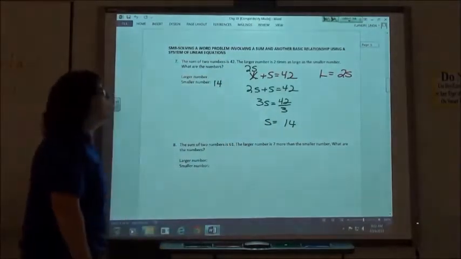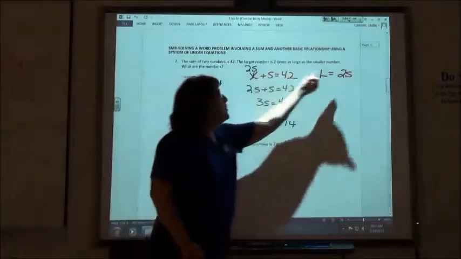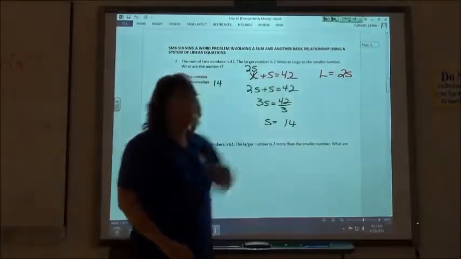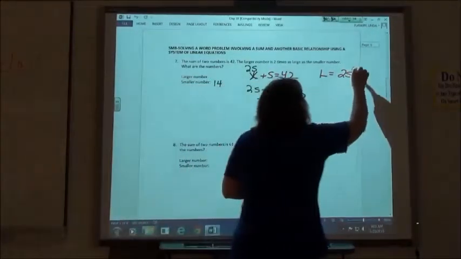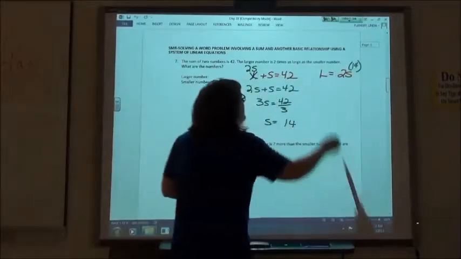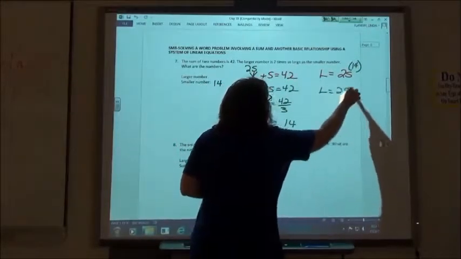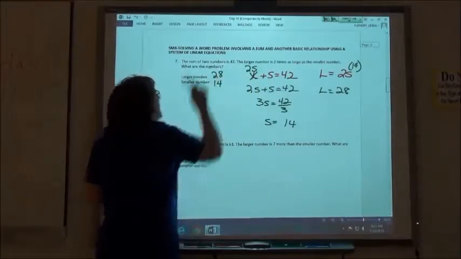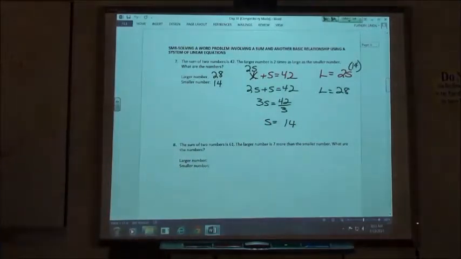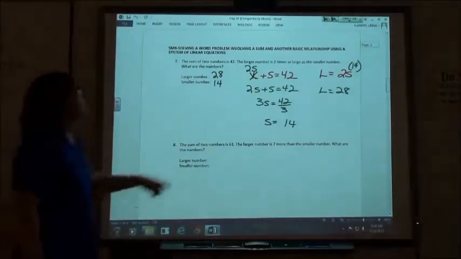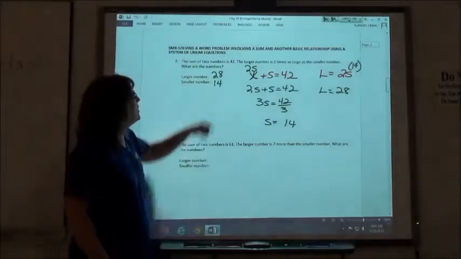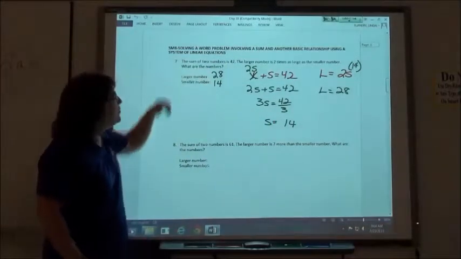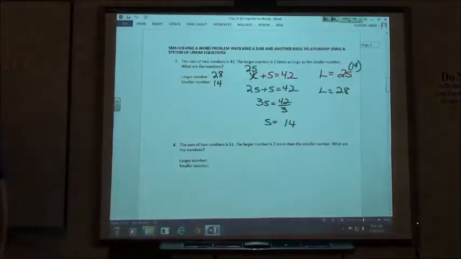So I know my small number is 14. I still need to find my larger number. I could substitute in either equation, but since that one's already solved for L, I'm just going to take 2 times 14. And so my larger number is 28. And if we wanted to really double check ourselves, we would say, oh, the sum is supposed to be 42. If I add my answers together, do I get 42? Sure enough, I do, so I probably did it right.